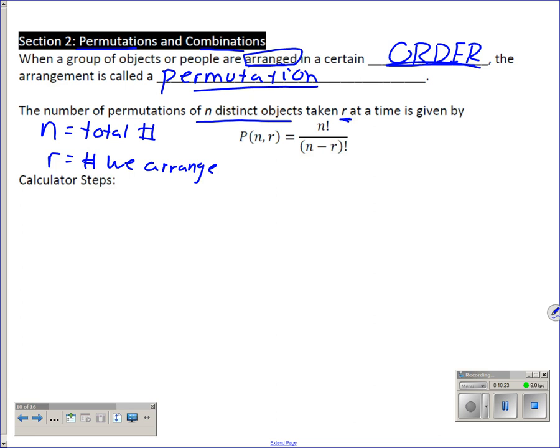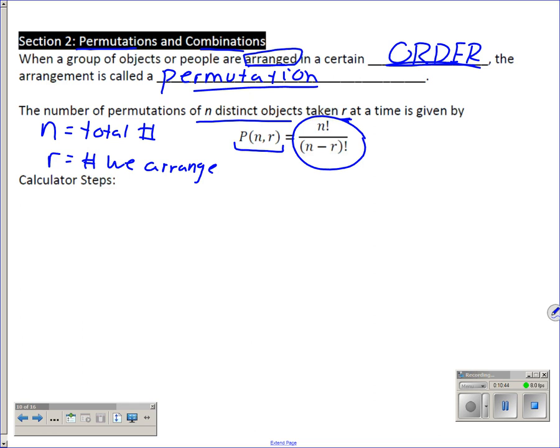Now, here's the notation. This describes it. This means taking the permutation of n objects, r at a time. This is the formula here. That's what you're doing in the calculator. But I'm not making you memorize that or use that. It's all done with just a button press in the calculator. So don't worry about that.